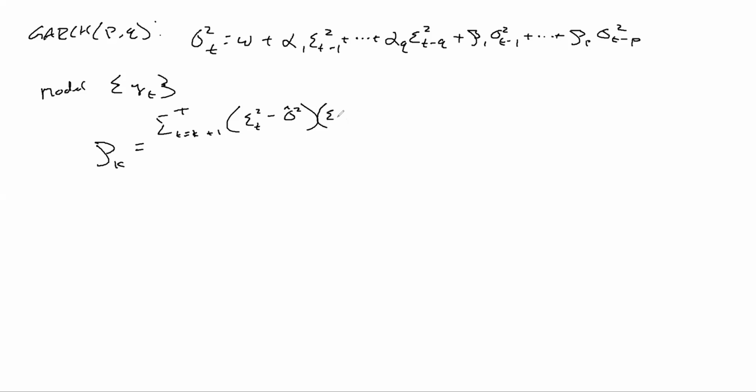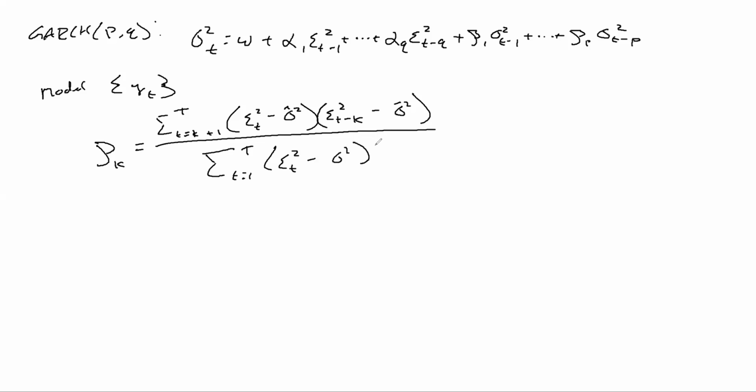Then you're going to have K many lags, the error term at lag K squared, minus again your estimate for that, and all of that divided by the sum from t equal 1 to capital T many observations of the error term squared minus again your estimate for variance, squared. This is really going to be the variance. Then for the test, you're going to use a Box test.